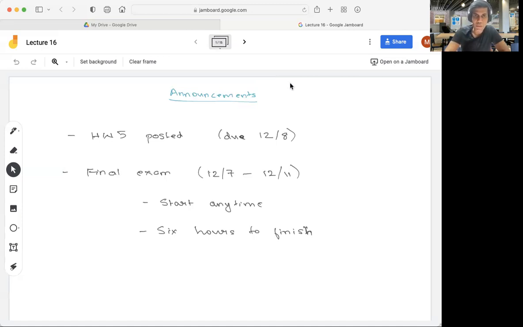The final exam will be available starting December 7th, which is Tuesday, and you can submit it anytime before 11:59 p.m. on Saturday. The format is the same as the midterm. You can start at any point. Once you start, you'll have 6 hours to finish. The length of the exam should be roughly the same as the midterm, so more or less what you already saw in terms of the format. Any questions?